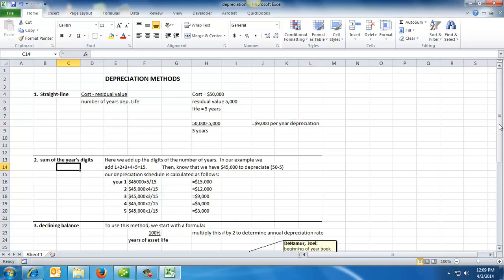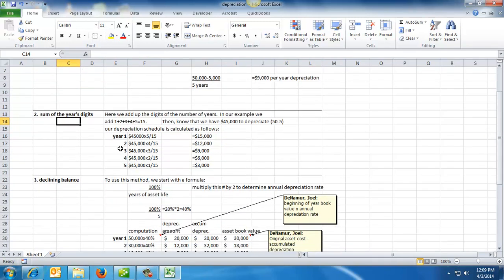Under the sum of the years' digits, we have to add up the numbers of the years of our depreciable life. So 1, 2, 3, 4, 5 add up to 15. Then, if we know that we have $45,000 to depreciate, our annual depreciation looks like this. In year 1, we take the $45,000 times the full 5 years that are left divided by the total number of years, so 5 over 15, which is $15,000.